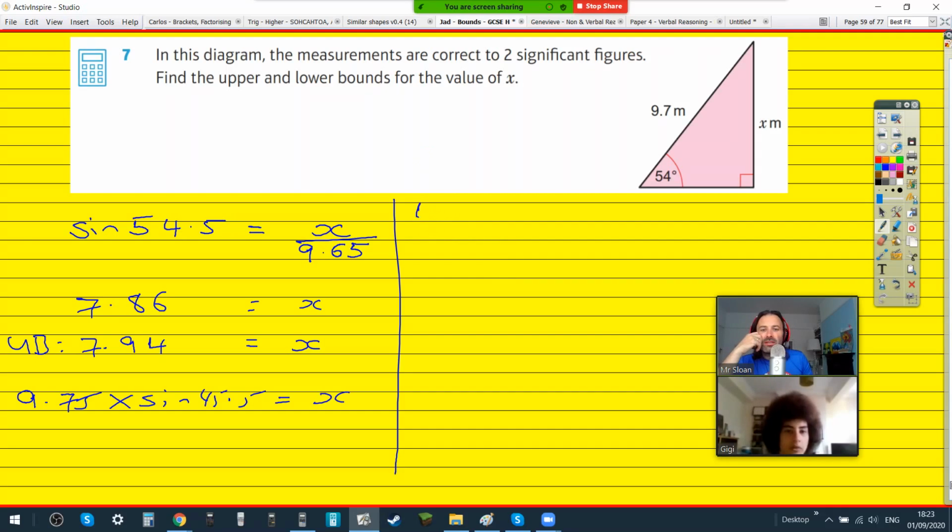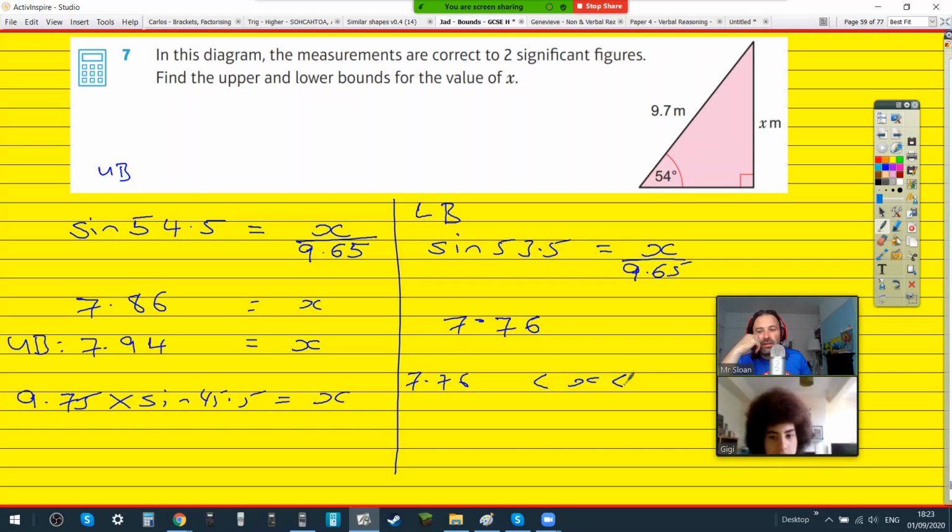So how about the lower bound? The lower bound would be sine 53.5 equals x over 9.65. 7.76. So x is between 7.76 and 7.94. Okay. Any questions about that one?